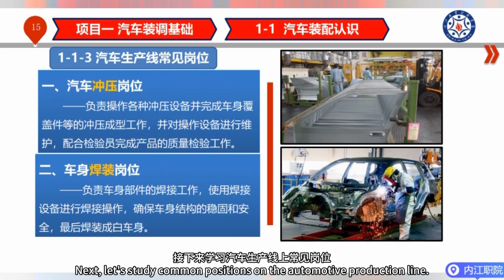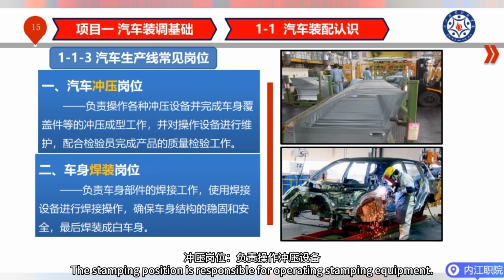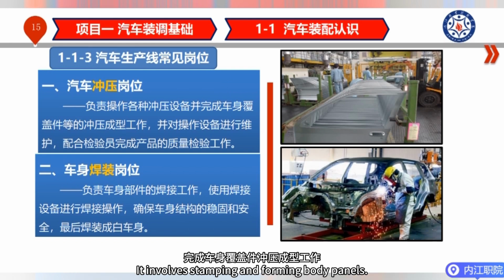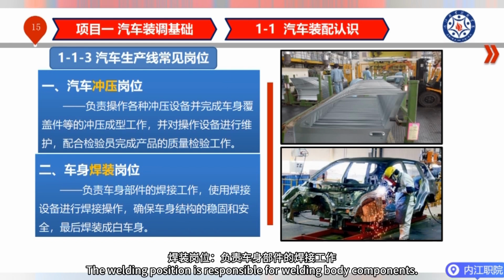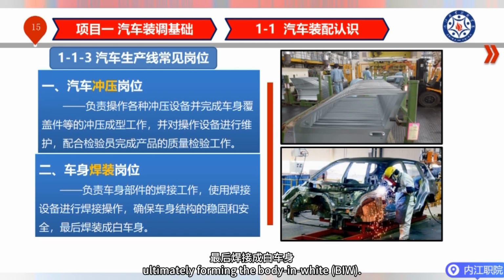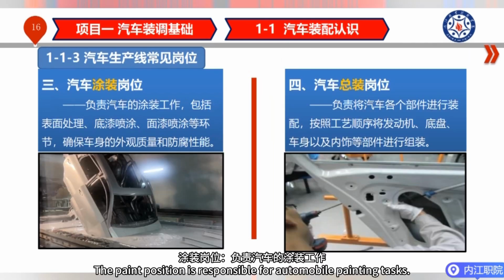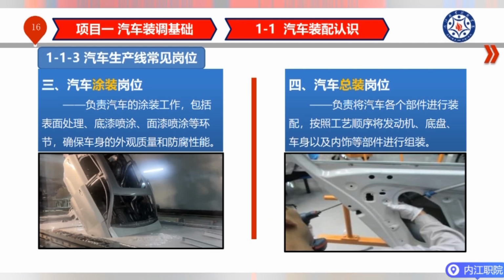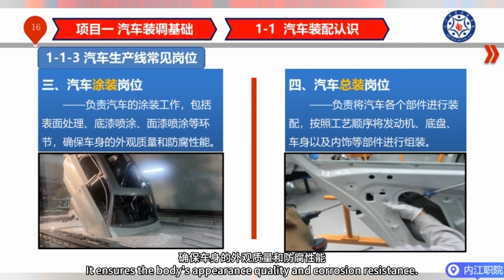Next, let's study common positions on the automotive production line. The stamping position is responsible for operating stamping equipment. It involves stamping and forming body panels. The welding position is responsible for welding body components, ultimately forming the body in white, BIW. The paint position is responsible for automobile painting tasks. It ensures the body's appearance quality and corrosion resistance.